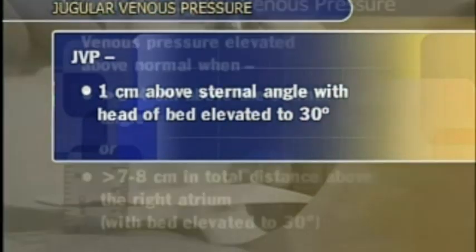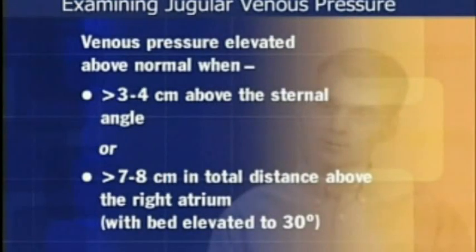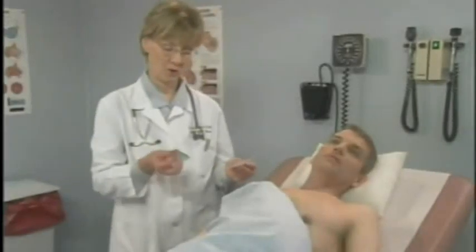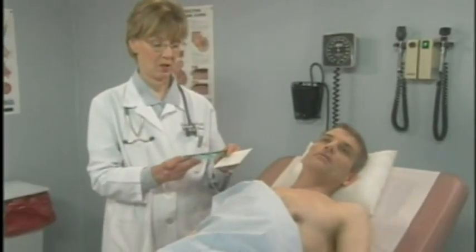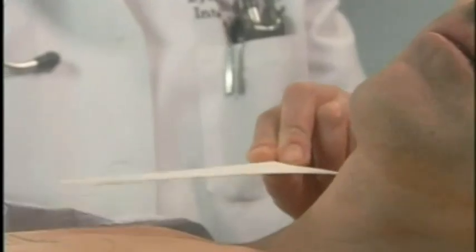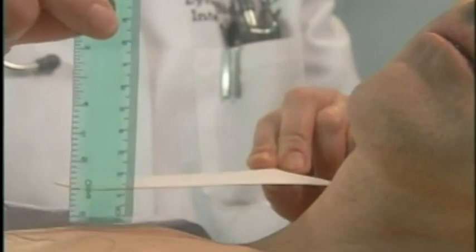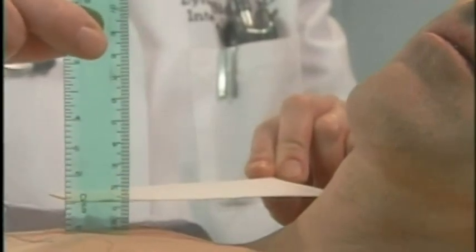Venous pressure is elevated above normal when it measures at greater than 3 to 4 centimeters above the sternal angle, or more than 7 to 8 centimeters in total distance above the right atrium, with the bed elevated to 30 degrees. The steps for measuring the JVP, when followed carefully, result in a measurement that is important for assessing the intravascular volume status in euvolemic, hypervolemic, or hypovolemic patients.